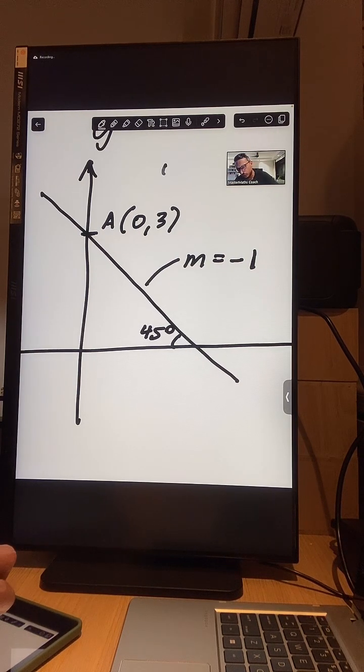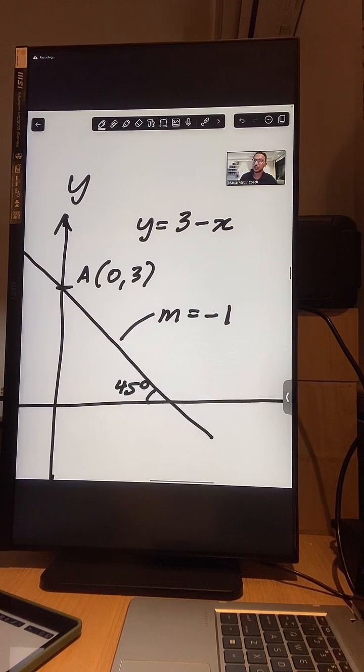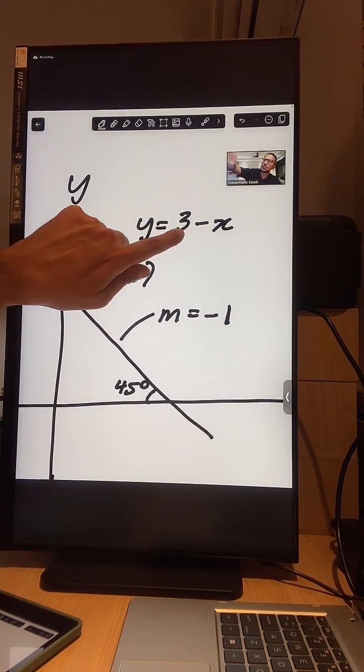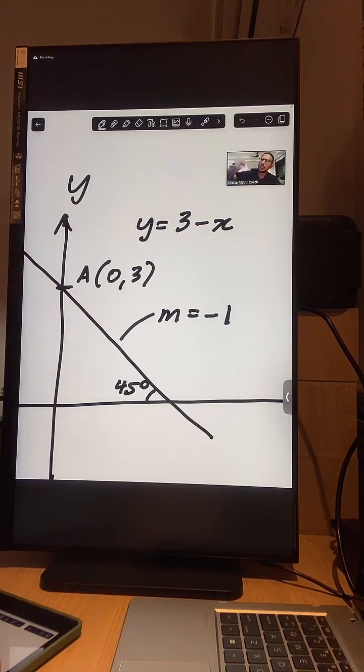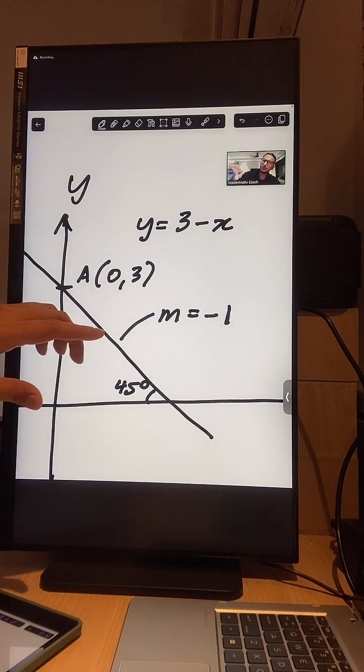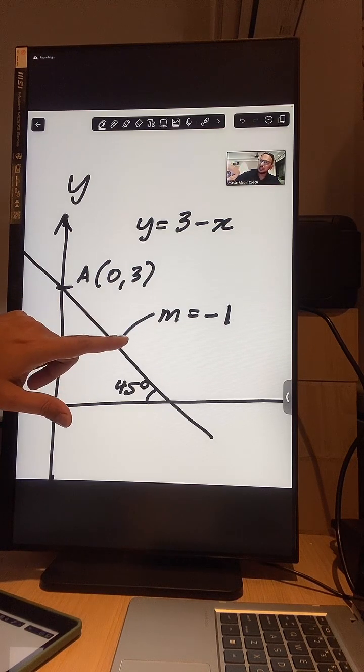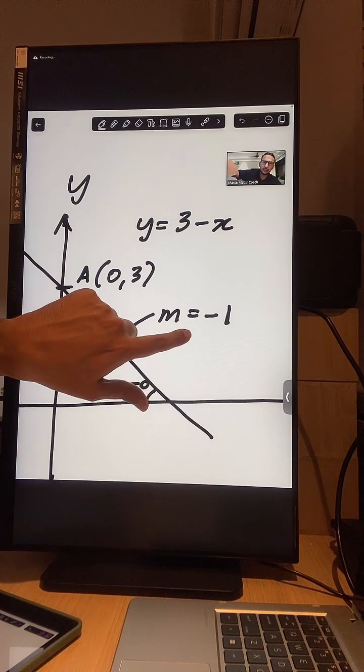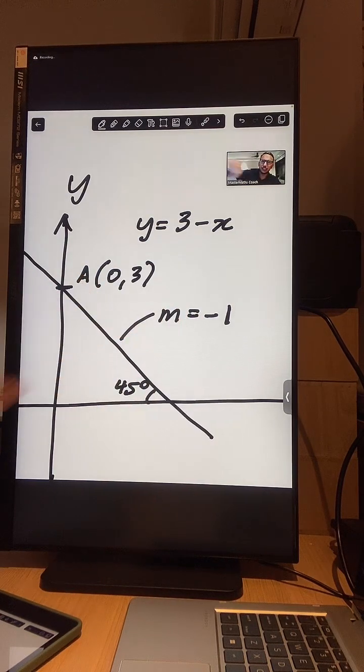So the equation looks like this, right? y equals 3 minus x. Alamak, again my face is blocking. y equals 3 minus x. So as I mentioned just now, let me repeat myself. The m here, which is your gradient, is -1. Your gradient is always attached to the x.